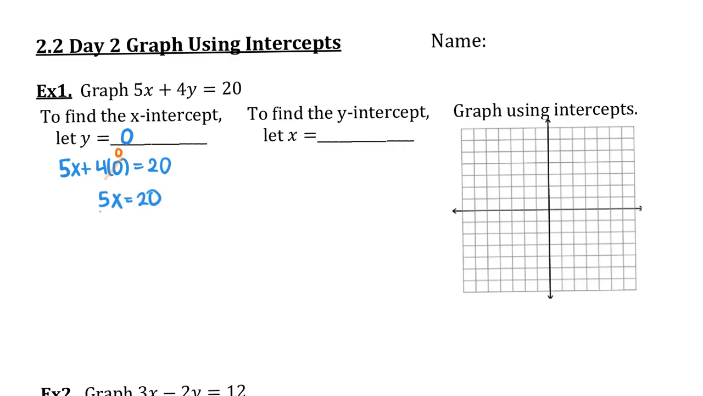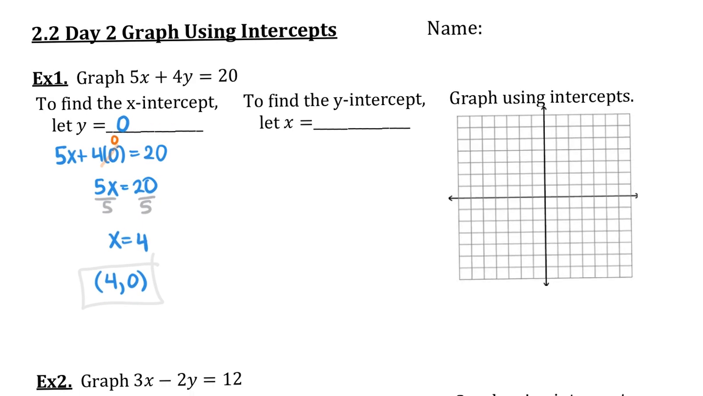Let's go ahead and solve for x. Okay, so I got x is 4, but an x-intercept should be an ordered pair. So the x was 4 when the y was 0. So my x-intercept is 4, comma 0. Okay, let's go ahead and find the y-intercept.